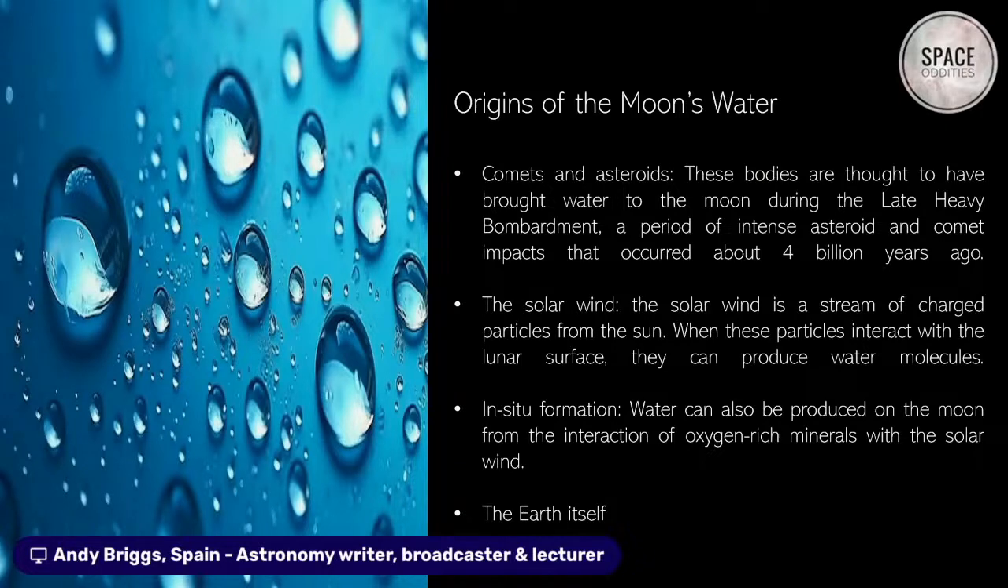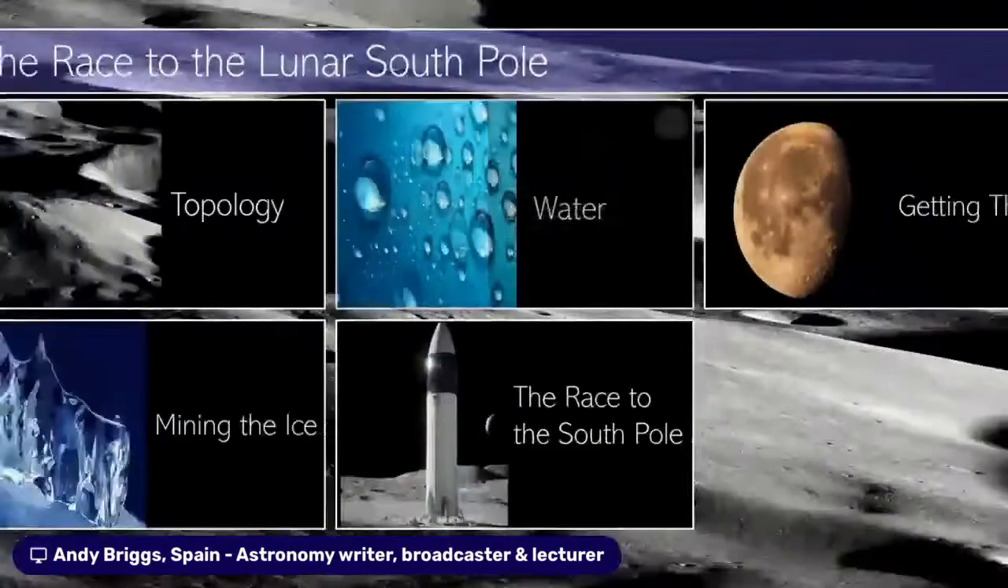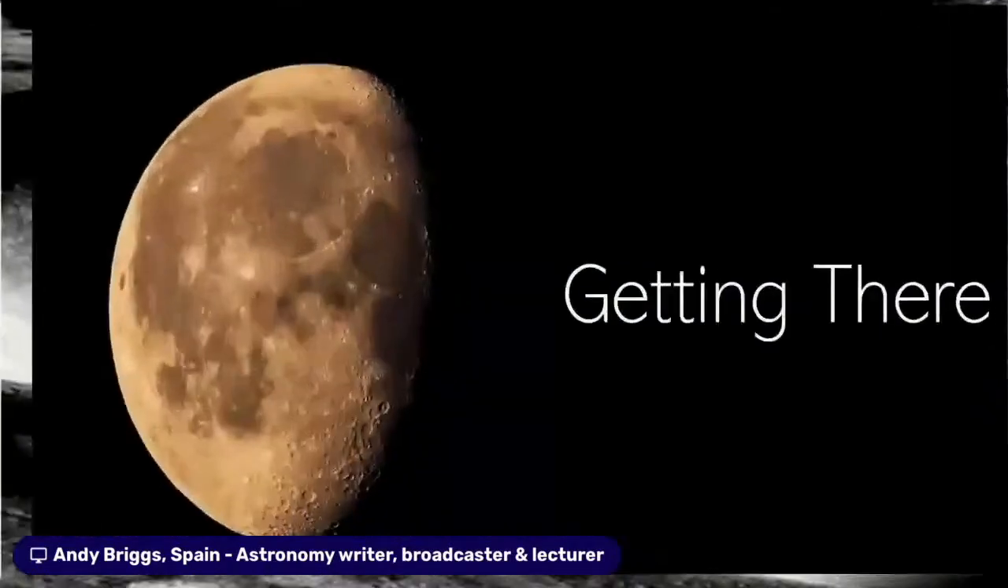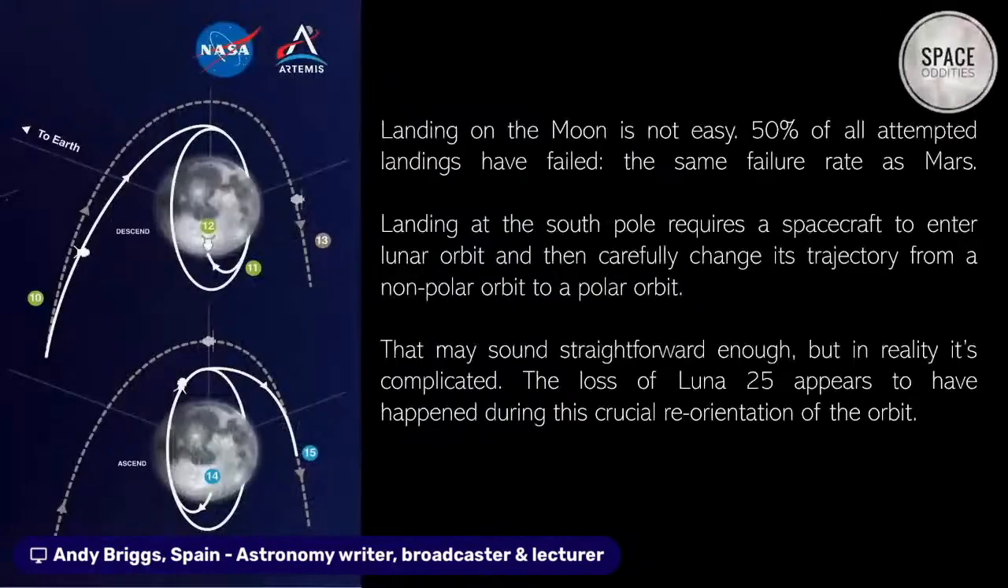So a few possible origins for that water from the moon, but I think a lot of it primarily will come from comets and asteroids. Now, how do we get there? Well, actually, as Luna 25 found out this week, landing on the moon's south pole, or the north pole, come to that, is not easy. But actually, landing on the moon generally is not easy.